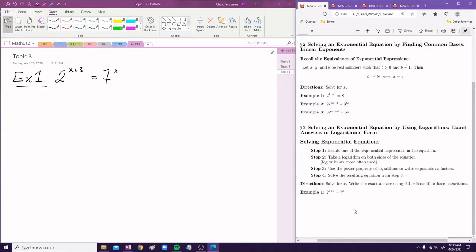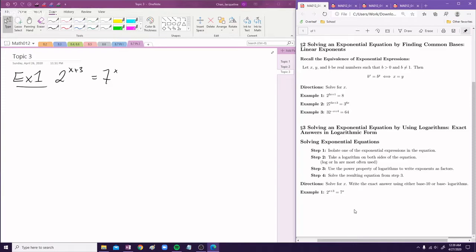So welcome back to the last topic of section 8.7 and actually the last topic for chapter 8. And then tomorrow we will move on to chapter 9. So for this topic, we are going to be solving an exponential equation by using logarithms.